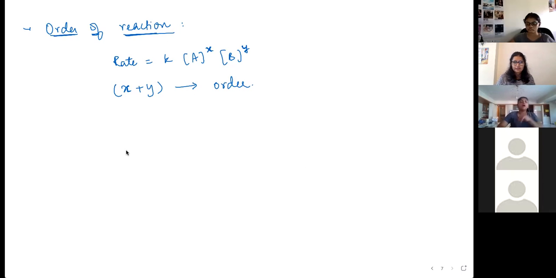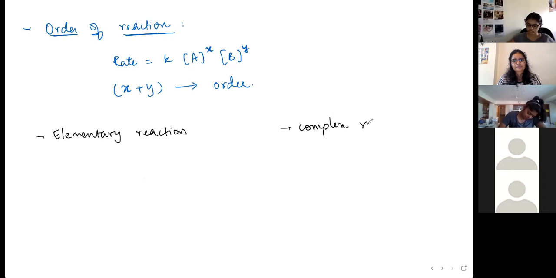All right. So before we dive deeper into this, there are two types of reactions. So you have something called elementary reactions, and you have something called complex reactions. Do you have an idea what we mean by elementary reactions? What do we mean by complex reactions?